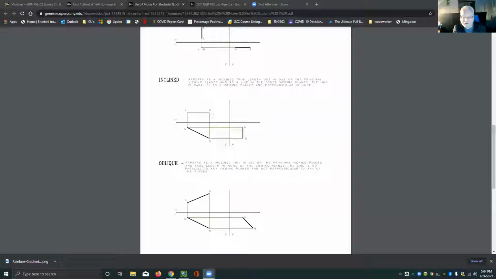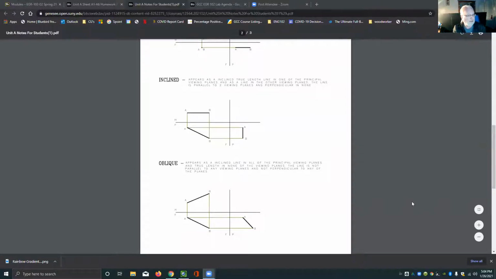Inclined lines appear as inclined true length lines. Oh, you guys can't see this, can you? Or have I got you on? I'm not sharing this with you, am I? No. Why didn't you stop me? I didn't know if it was recording it through the like thing. It should be. Well, let's see. Share my screen. Okay. All right. Now, are you seeing this? Yeah, you must be, right?